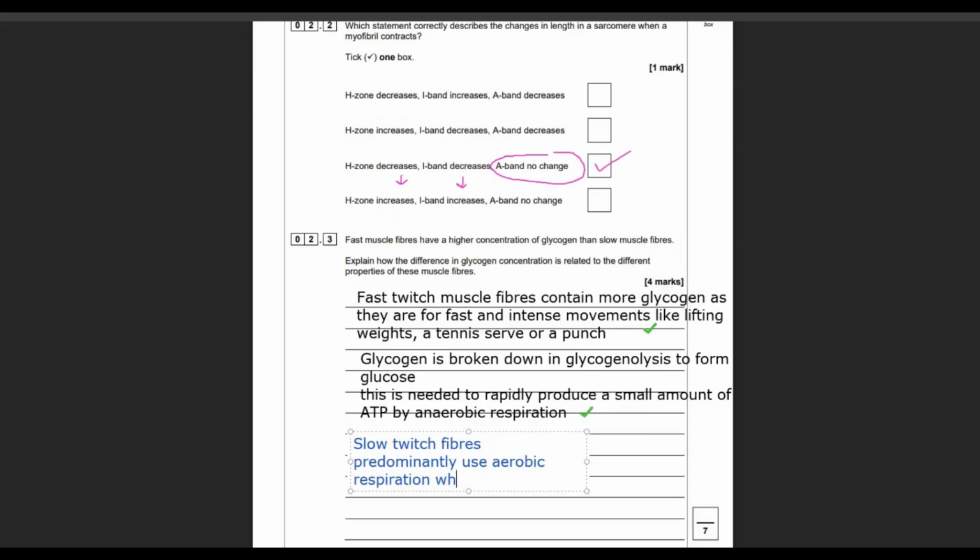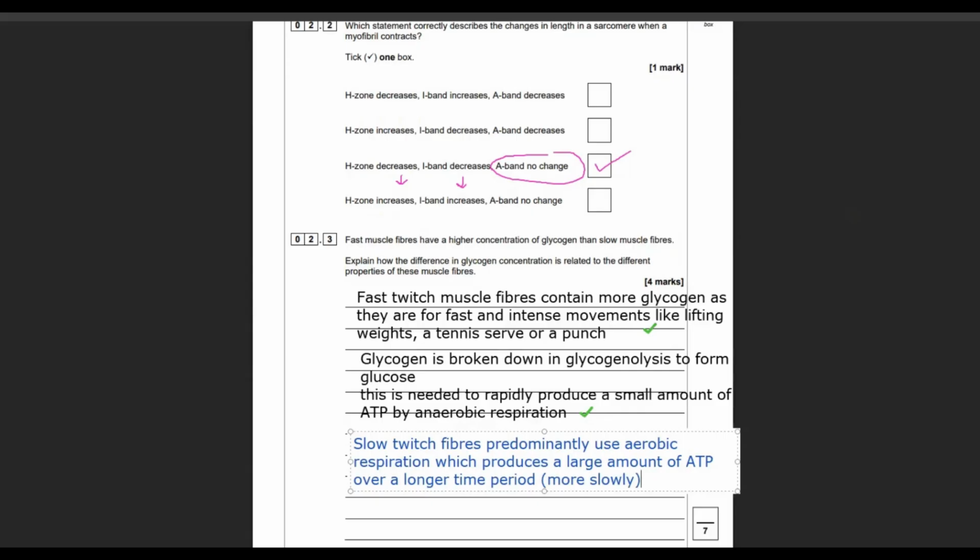Whereas your slow twitch muscle fibers do not need as much glycogen because they're predominantly used for aerobic respiration. They're going to produce a lot more energy because aerobic respiration produces a large amount of ATP, but it does it over a longer period of time. So you're going to rely on your slow twitch fibers more for endurance exercises. It produces a lot more ATP, but it's slower, over a longer amount of time.